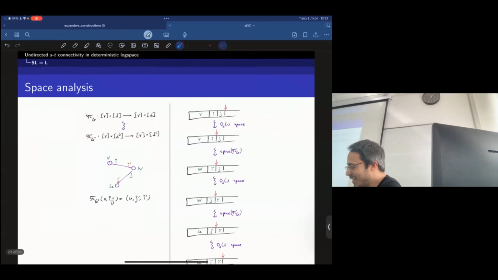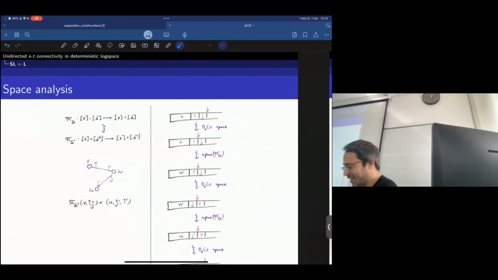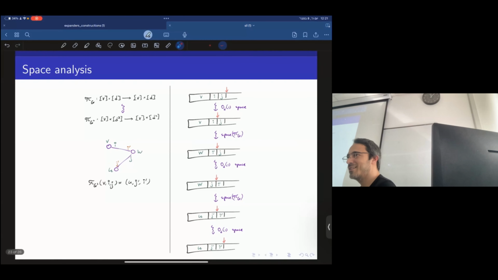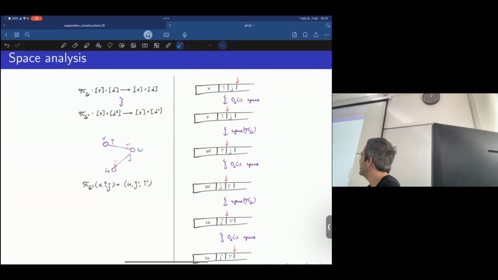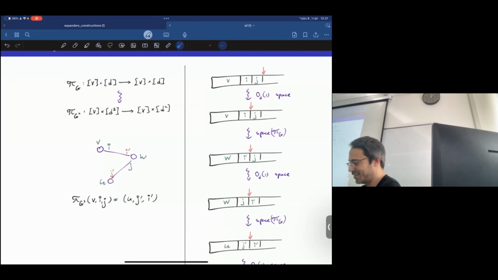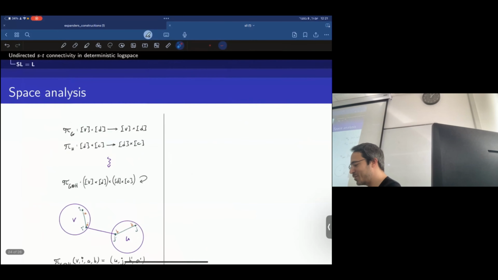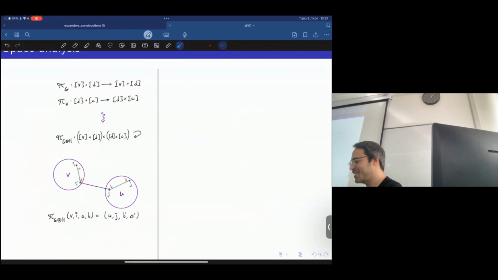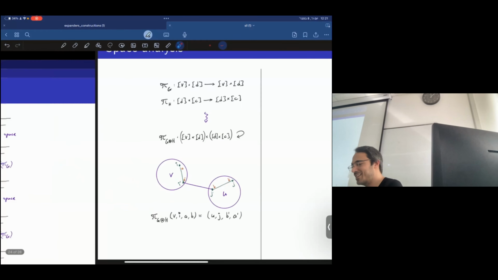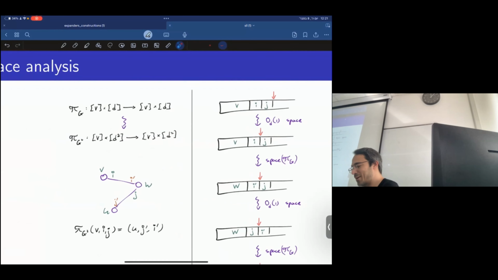Okay, so let's see. I wrote this in the morning, and I didn't really like the slides that were there before. So here I'm going to do the space analysis for the square. I wrote it and then decided it would actually be better to do it together. So let's do the square first, okay?